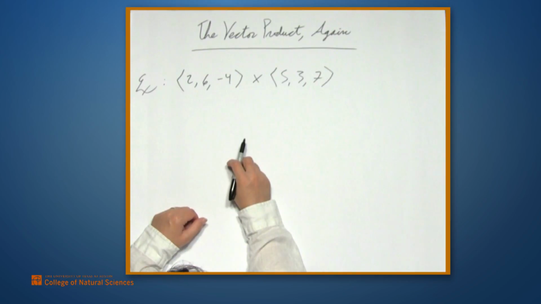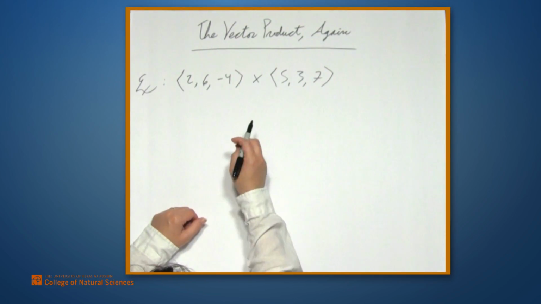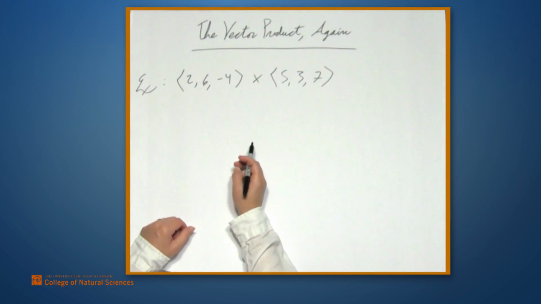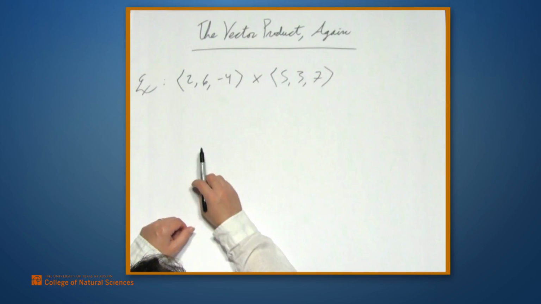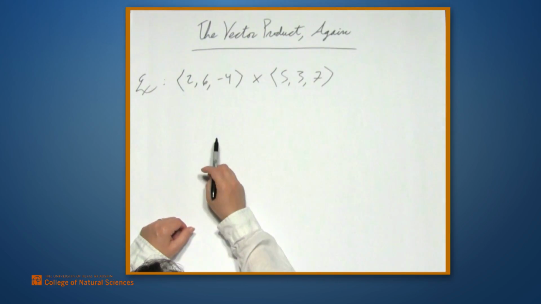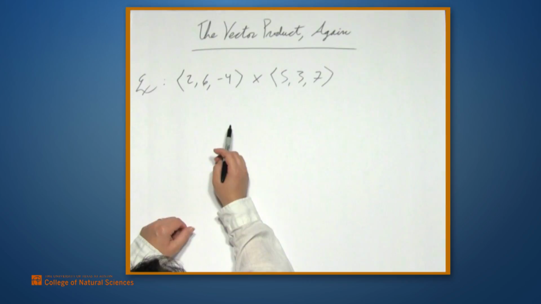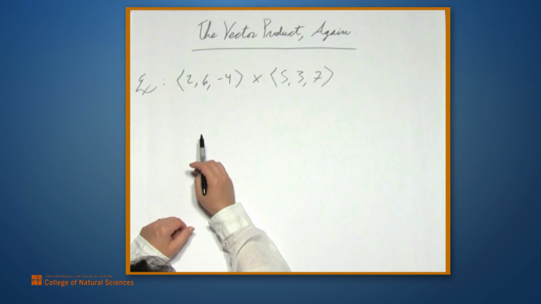We're here at the example table, and in this video we're going to look at the vector product again. In a previous video, we computed the vector product of these two vectors using determinants. In this video, we're going to look at a different approach.